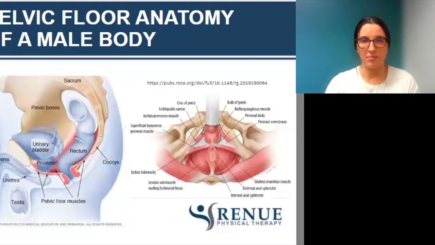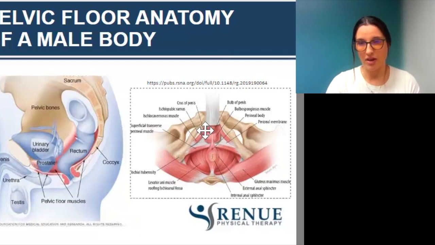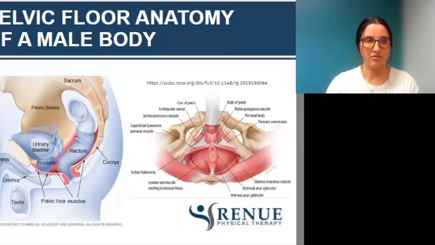So pelvic floor anatomy of a male body, we still have pretty much the same setup. Obviously they just don't have a uterus and a vaginal canal. So the muscles are still connecting from the pubic bone to the tailbone here. And then the pelvis is just shaped a little bit differently. So the angles look a little bit different here, but still we have our glute muscles coming in, and then those are pelvic floor muscles.